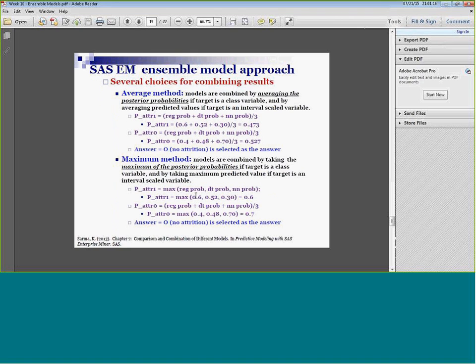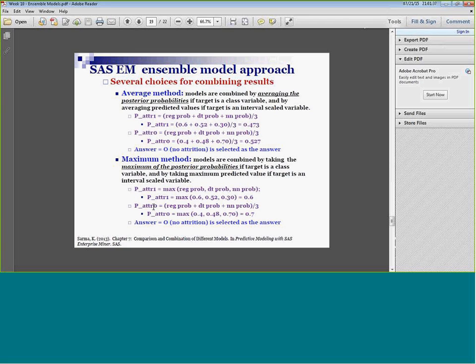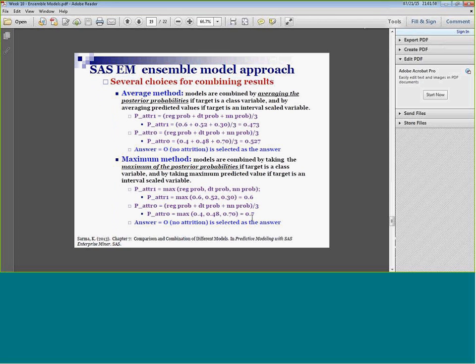For attriting, we have 0.6, 0.52, and 0.3. What's the max of those 3? 0.6. Okay. How about for not attriting? Again, go back real quick. For not attriting, 0.4, 0.48, and 0.7. What's the max of those 3? Well, it's 0.7. And again, 0.7 is bigger than 0.6, so the answer is no attrition.